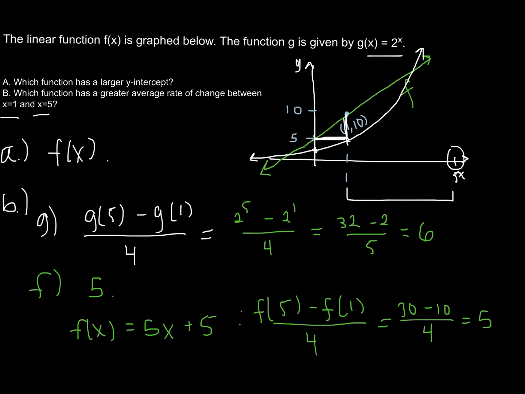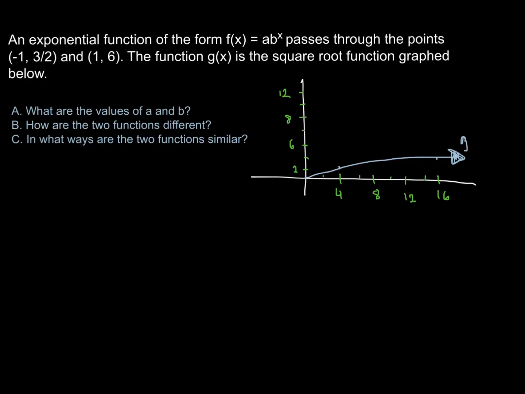What we're going to see now is another comparison between two functions that we've seen already. So here we go. An exponential function of the form a times b to the x passes through these 2 points, -1, 3/2, and 1, 6. The function g of x is the square root function graphed below.